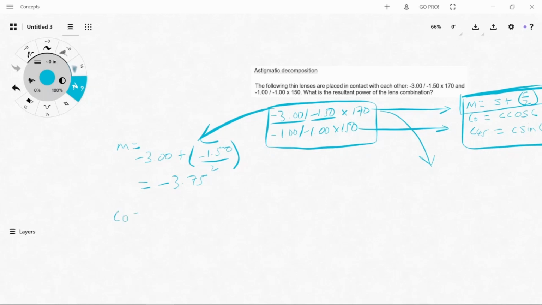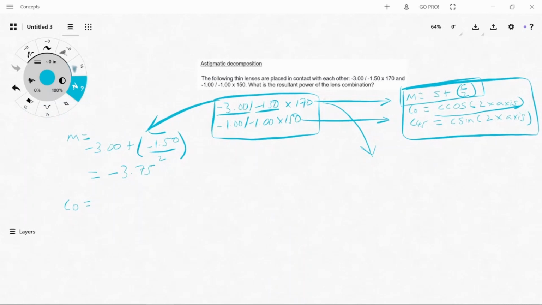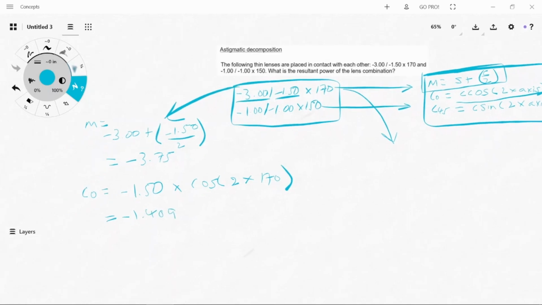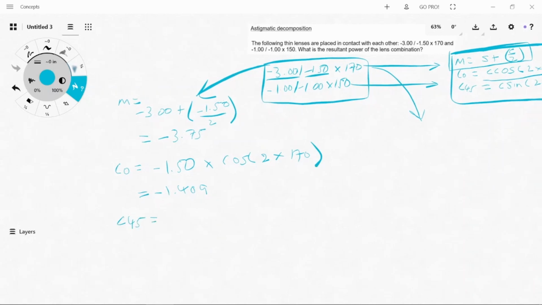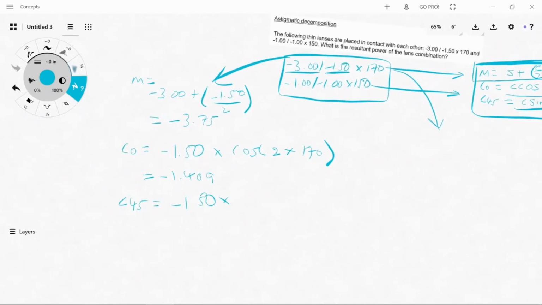So that's the mean sphere. Then we need to work out the C0 value, and looking back at our formulas we wrote here, that's C cos 2 times the axis. So that's going to be -1.50 times cos 2 times 170. Popping that into the calculator now, -1.50 times cos 2 times 170 gives -1.409. Let's give that to 3 decimal places for accuracy. Then C45, again looking at the formula just here, is C sine 2 times the axis. So it will be -1.50 times sine 2 times 170, and popping that into the calculator again, that equals 0.513.